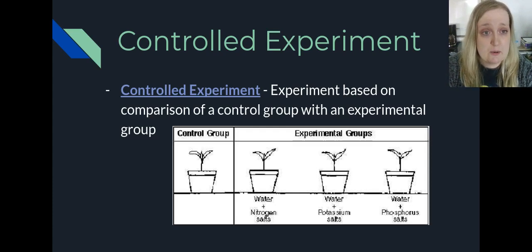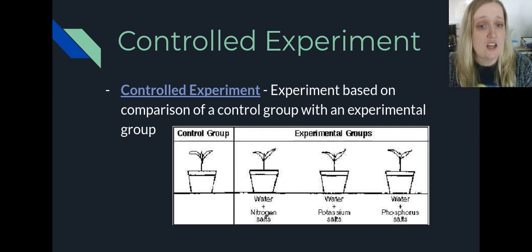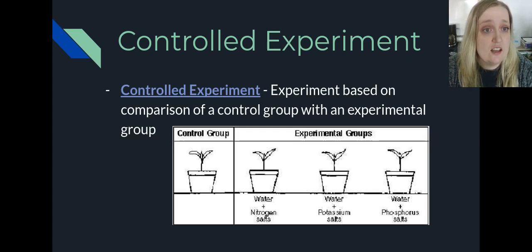Now down below the experimental groups, you can see that there are things added to those plants. Water is one of them. Water is a control, which means it's also added to the control group. Now, what's being added that's different is our types of salts. So there's a nitrogen salt, a potassium salt, and a phosphorus salt. And that's what we call our independent variable. An independent variable is what is manipulated or added to an experiment. And you're going to measure plant height, which is your dependent variable.